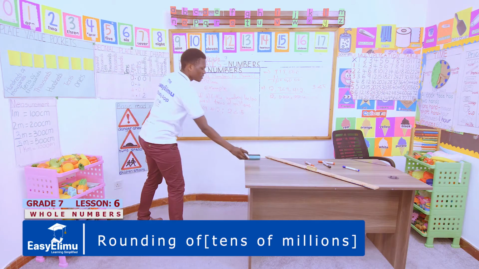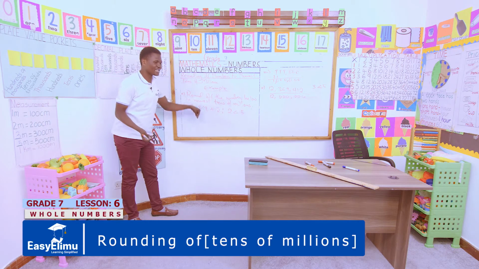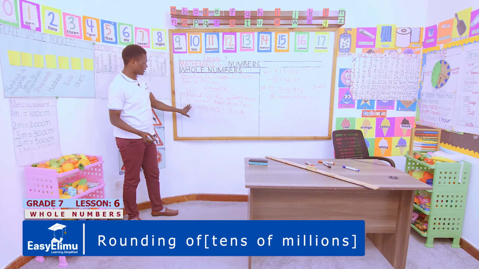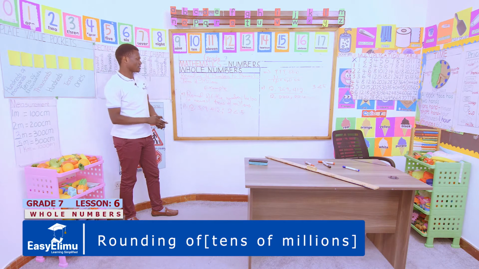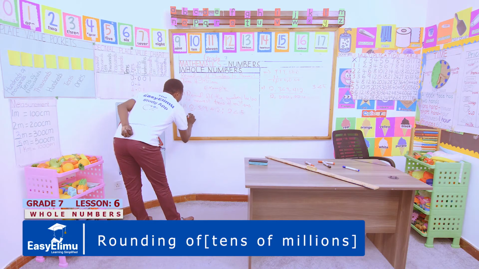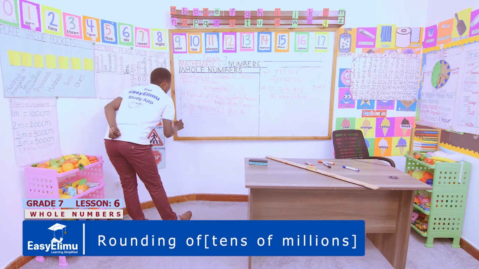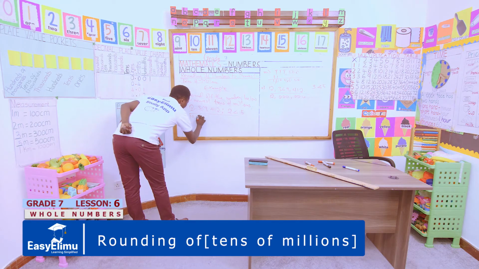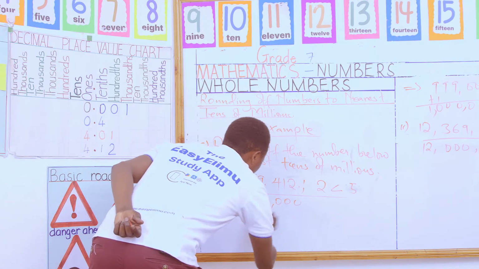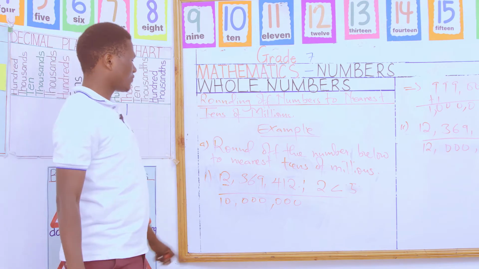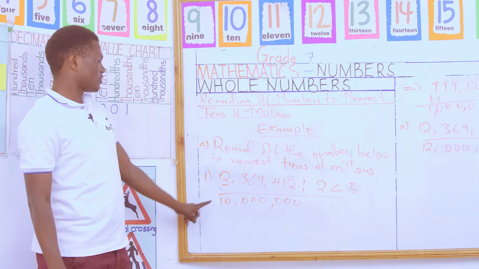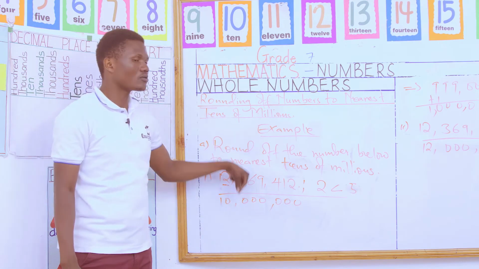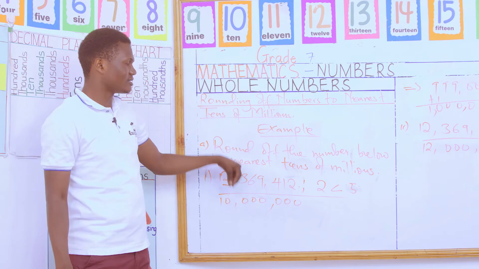What does that imply? That implies that we are going to round down this number. We are not going to add any digit to the next number, but we are going to round down by replacing the rest of the digits by 0 and maintaining our digit in the place value that is stated. So here we shall have 10,000,000. So if you round off 12,369,412 to the nearest 10 million, then it becomes 10 million. It has actually gone down, or rather we have rounded it down.